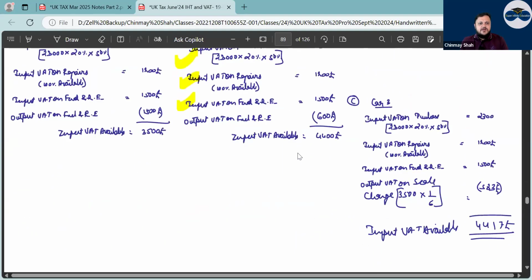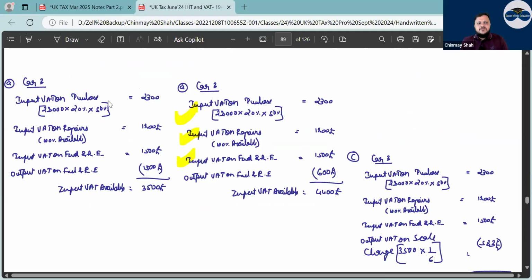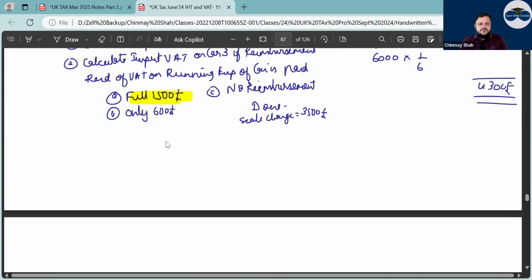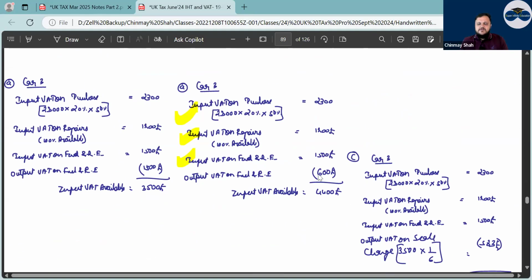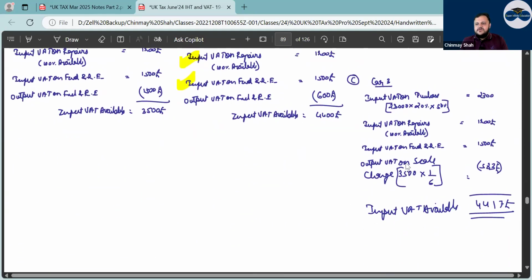So on car 3, how will it happen? Have a look. Car 3 input VAT 2,300, correct? Input VAT on repairs 1,200, right? Input VAT 1,500, you repaid the full 1,500. First example is full 1,500 given. Then 600 given, you will reverse 600. And if car 3 is there, correct?